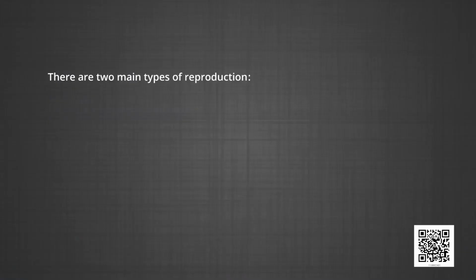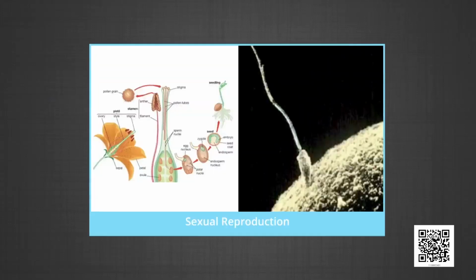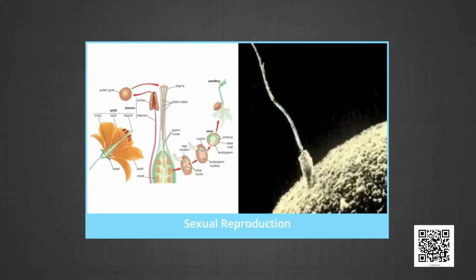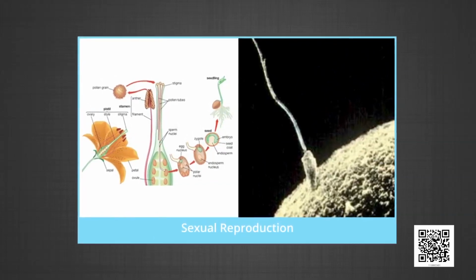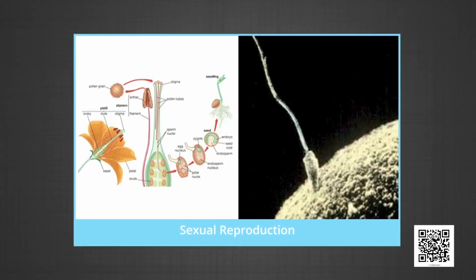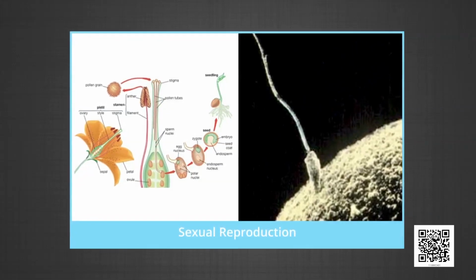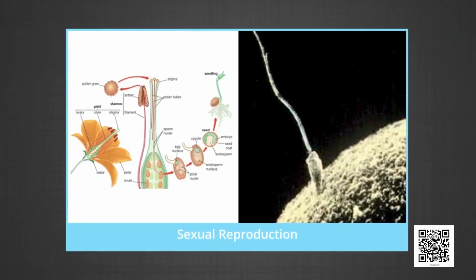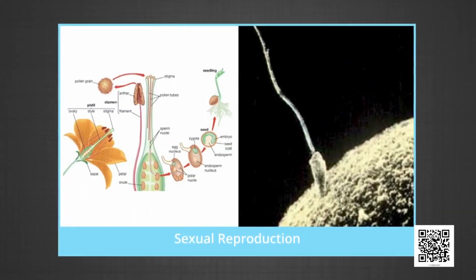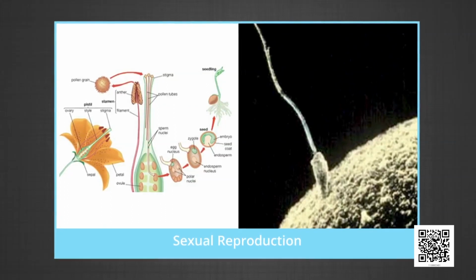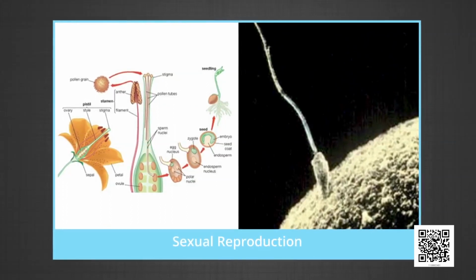There are two main types of reproduction: sexual reproduction and asexual reproduction. Sexual reproduction involves two individuals of the same species, usually a male and a female. Here, the male and the female sex cells or gametes come together for fertilization to take place. After this, the newly fertilized cell goes on to become a new organism, the offspring. This form of reproduction is seen in multicellular organisms.